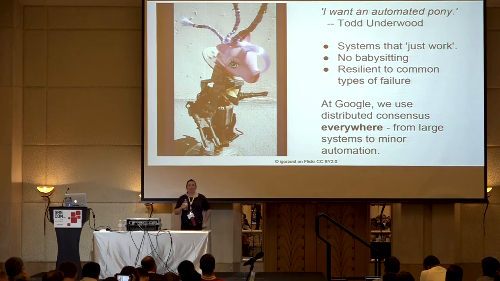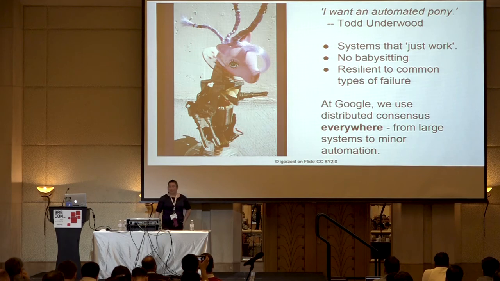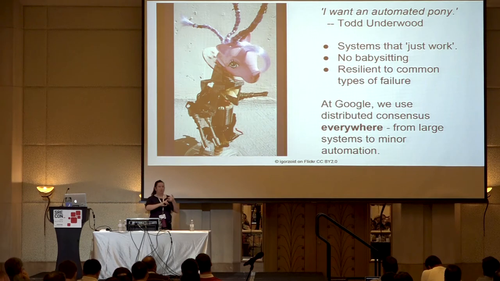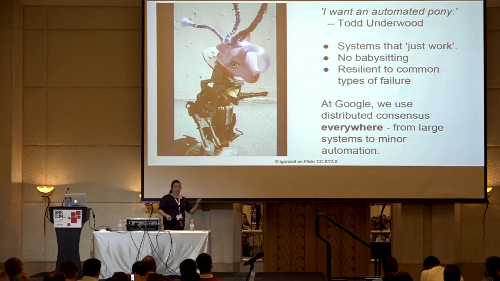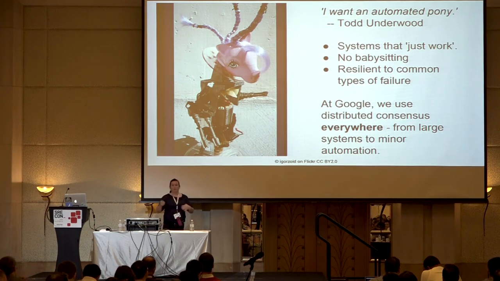If anybody was at SRECon Europe 2015, they may recognize this picture. Todd Underwood, who is one of the SRE leads in the US, he wants an automated pony. We want systems that just work. We don't want to babysit our systems. We don't want to clean up after them when they make a mess of themselves. We want them to be resilient to common types of failure, as well as uncommon types of failure. We want them to be safe. And this really is the reason that we use distributed consensus so much at Google. Like I said, we use it everywhere from the very biggest systems to the very smallest.